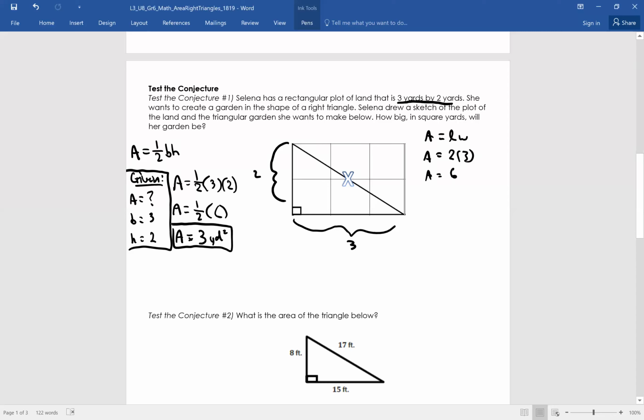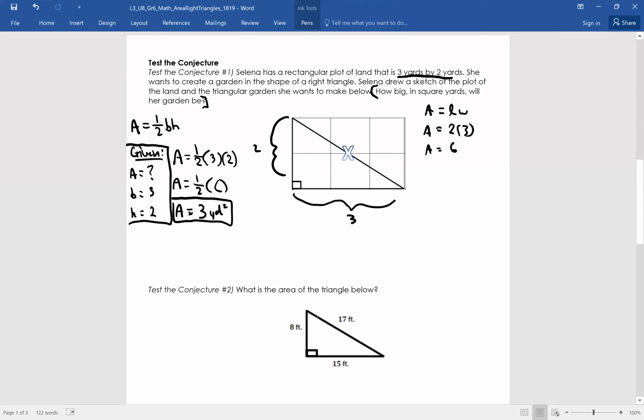Okay, so did our conjecture prove to be true? Yeah, because 3 is half of 6. So therefore, the triangle's area was half of the rectangle's area. Our conjecture proved to be true. Let's just make sure we annotated this well enough to know that we answered the question. How big in square yards? We figured out how big, and yep, up to the next one.